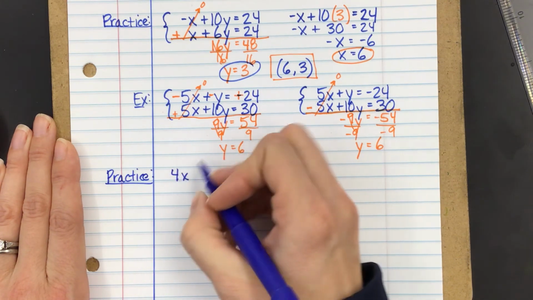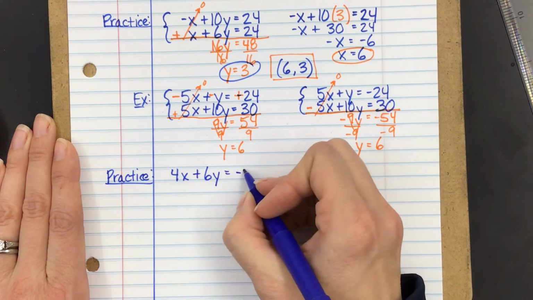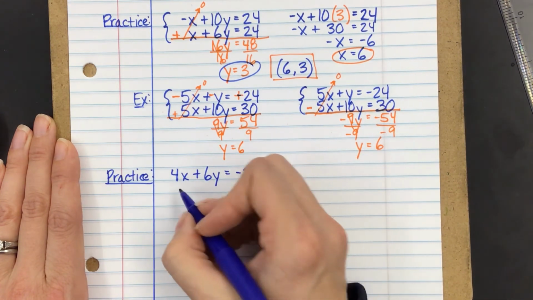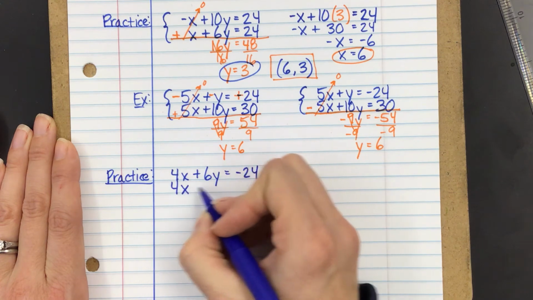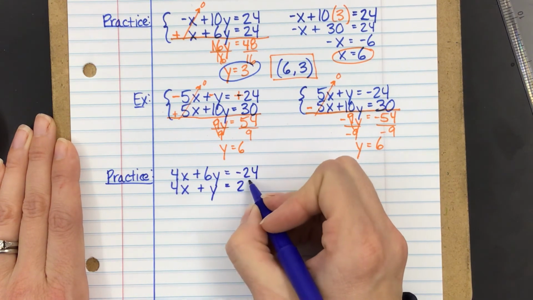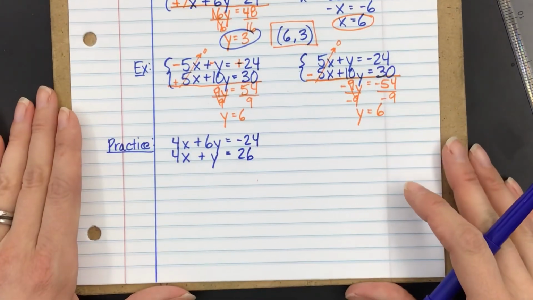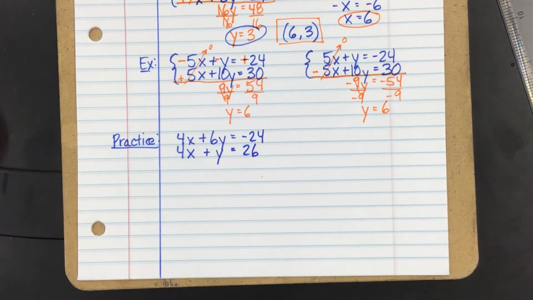So 4x plus 6y is equal to -24. 4x plus y is equal to 26. So choose one of the methods from above and see if you can figure out one of the values of the variables. You don't need to solve it all the way out unless you would like to. Just find the value of one variable.